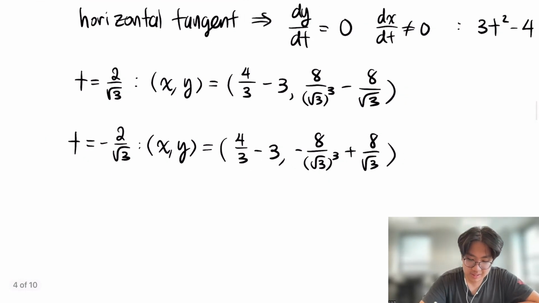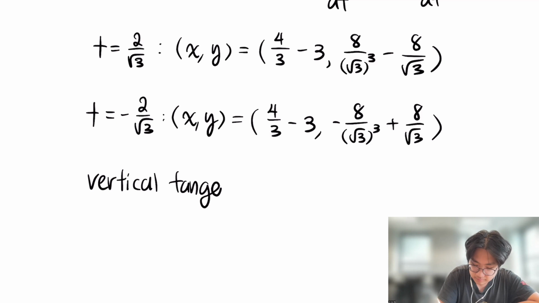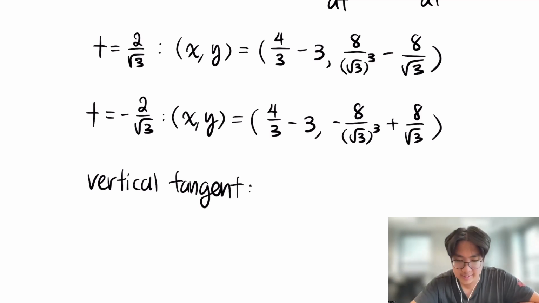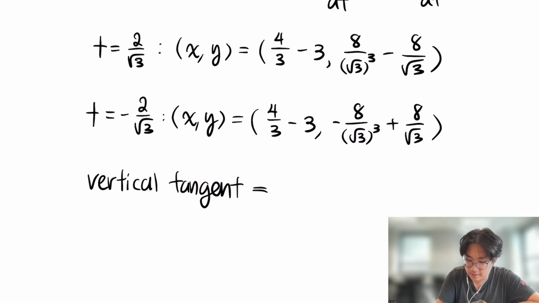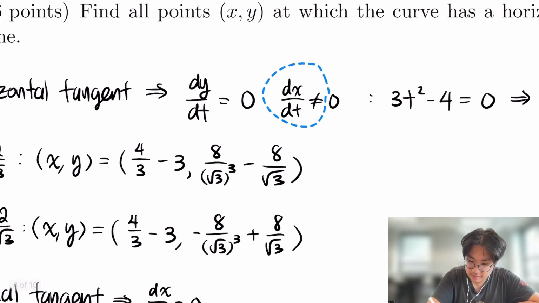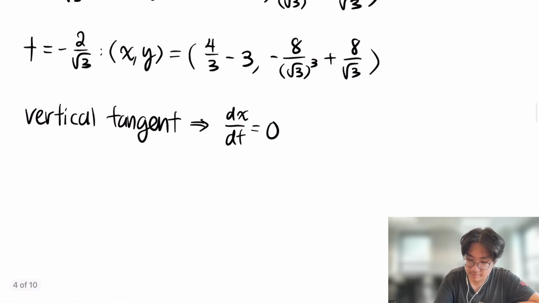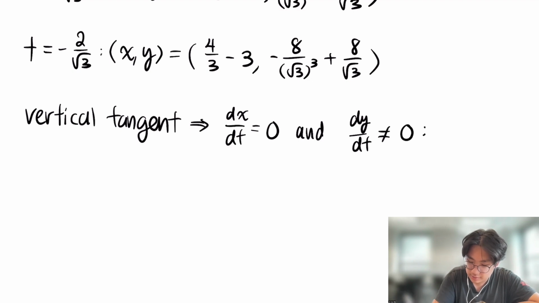Okay, next we can move on to the vertical tangents. So let's do that. Or just vertical tangent. I'll tell you there's only one in this case. So this again happens when you have your denominator equal to 0. So in this case, dx dt. Here I should probably write and. Yeah, I'll write and over here. So this should be simultaneous. They should be happening at the same time. So this and dy dt not equal to 0.